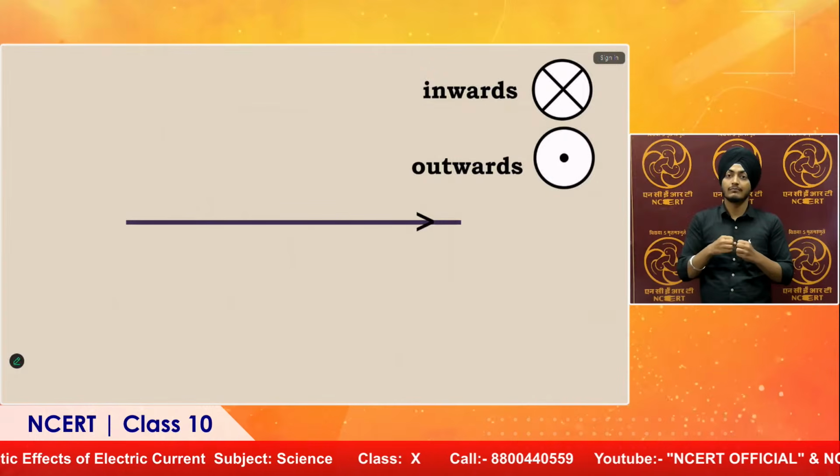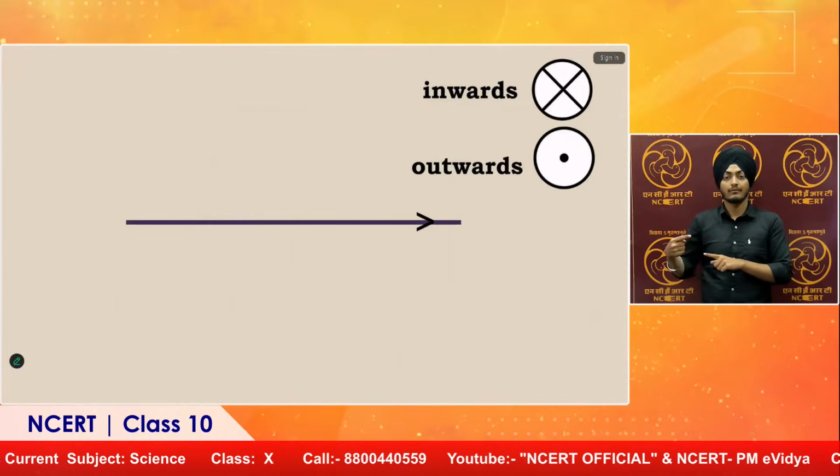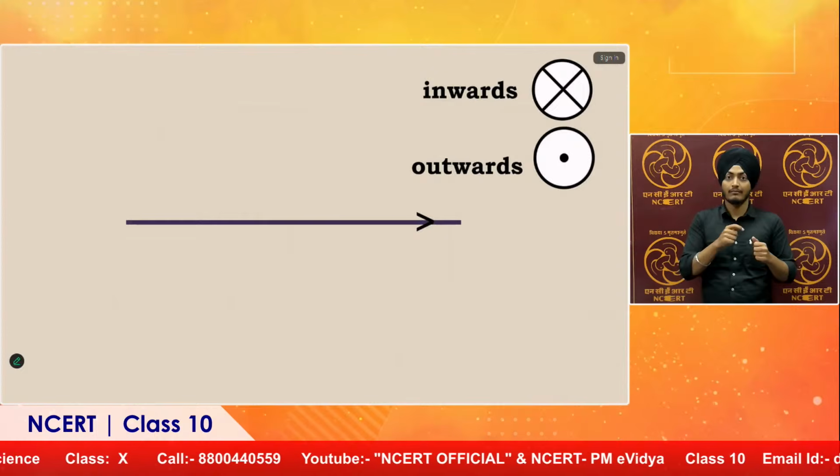Now I am keeping one current carrying conductor in this direction. The current is flowing from left to right. How can we find out the magnetic field?